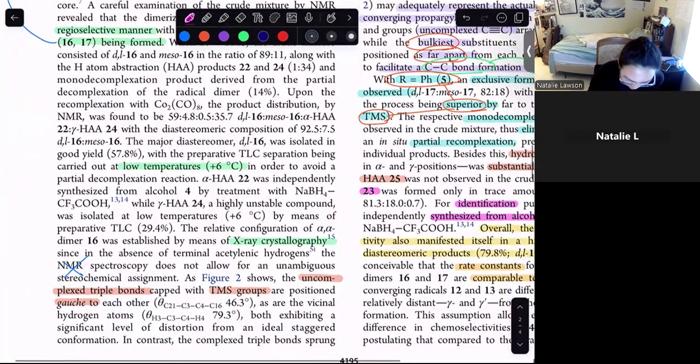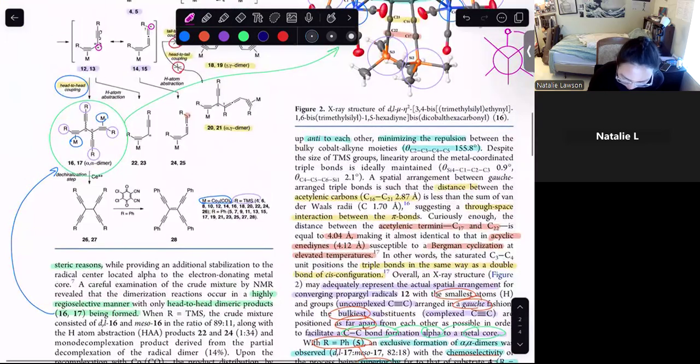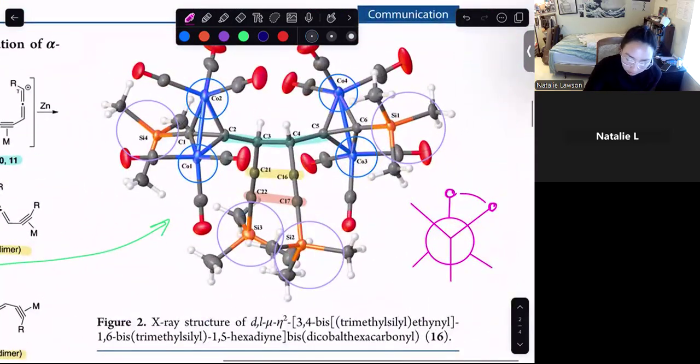And they're saying that TMS groups are positioned gauche to each other. TMS is in purple. I circled it in purple. Okay. So if you can see right here, those guys are definitely gauche. Those are almost next to each other.